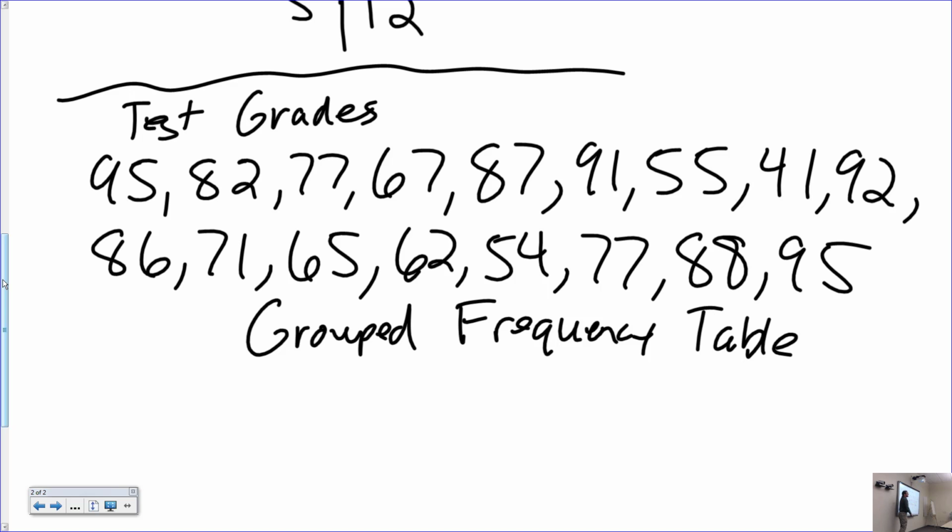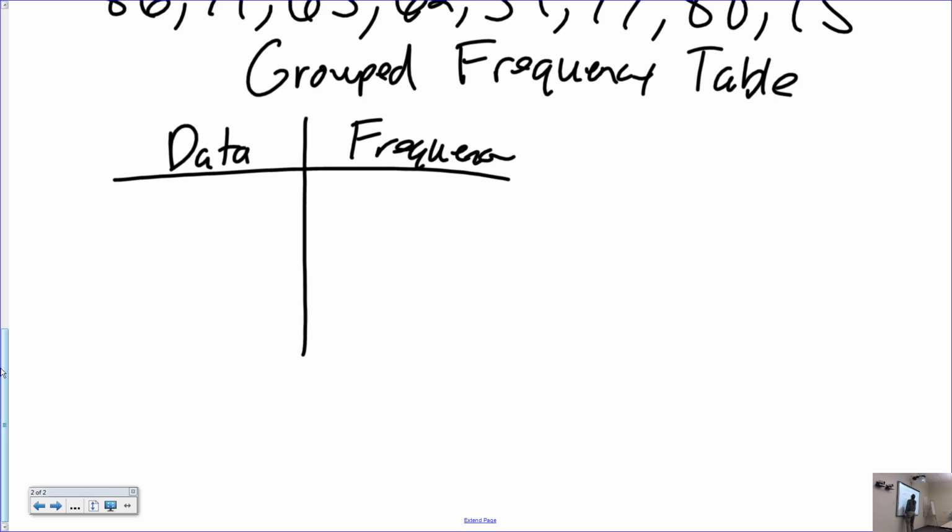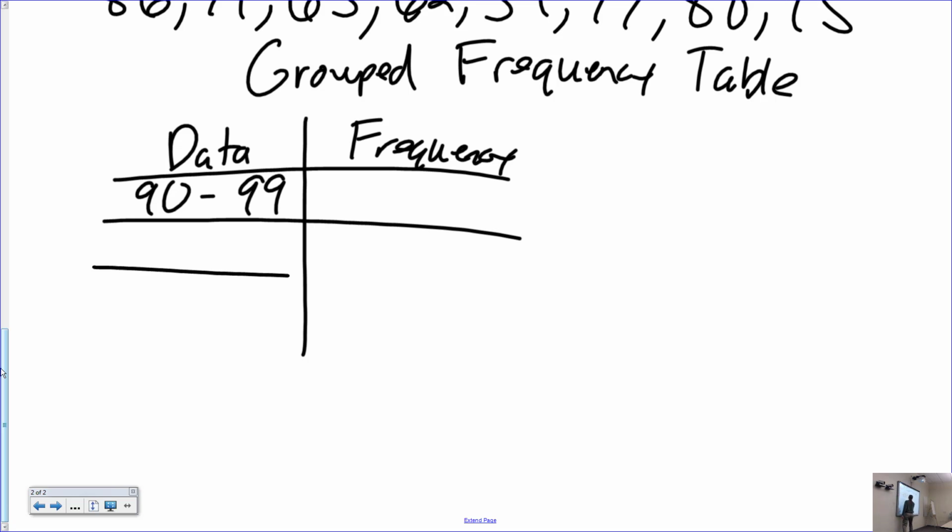Now, since these are test grades, what numbers do you think I should group together? 90 to 100. Exactly. So you create a range of data in each one of your rows, 90 to, let's say, 99. And what's my next row going to be? 80 to 89.